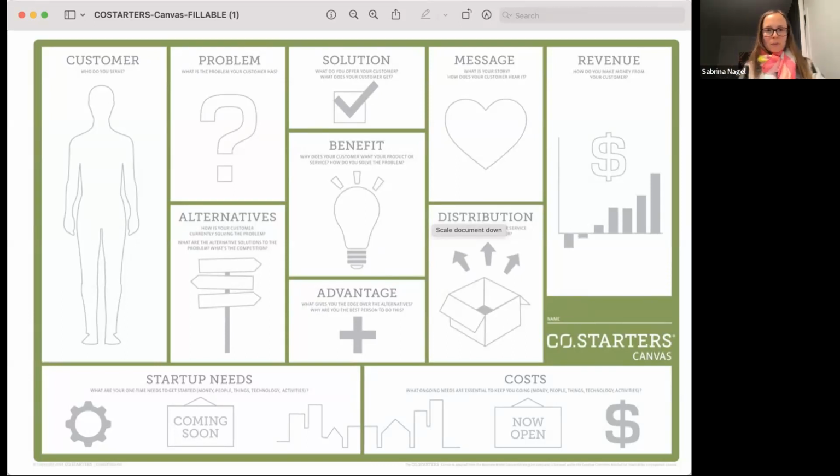So right at the bottom of the canvas, making up the foundations, are two things that are also related to the finances. And these are the startup needs on the left-hand side and ongoing costs. In order to figure out whether your model is going to be sustainable, you need to figure out how much it's going to cost you. Let's start on the left-hand side. Startup needs are the one-off things that you need in order to get started or to serve your first customer.